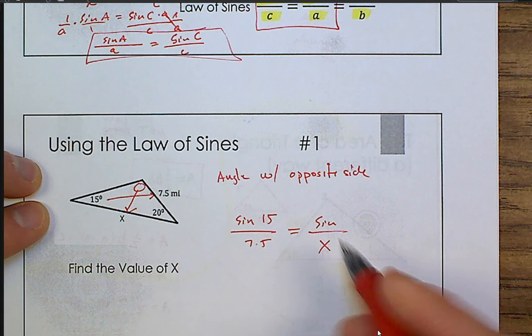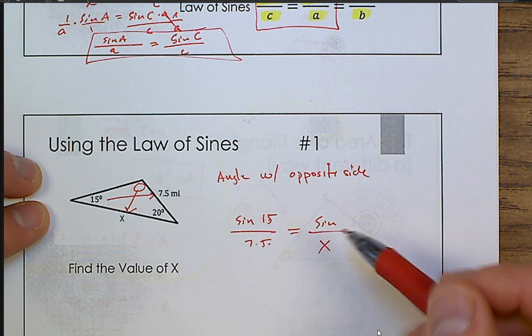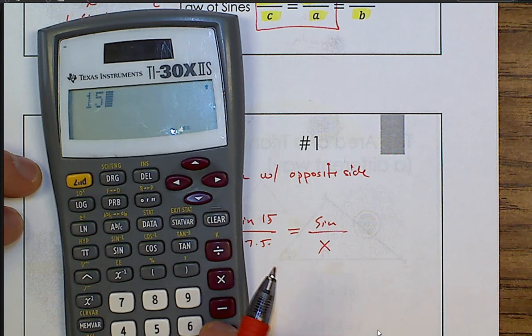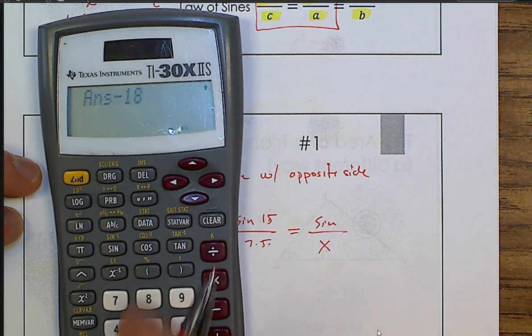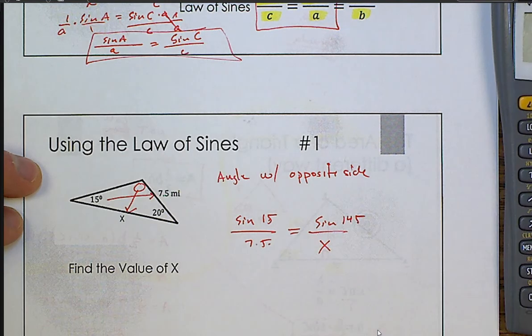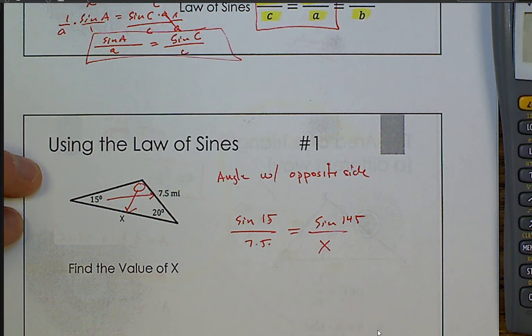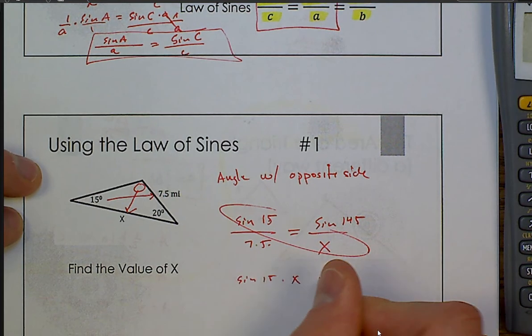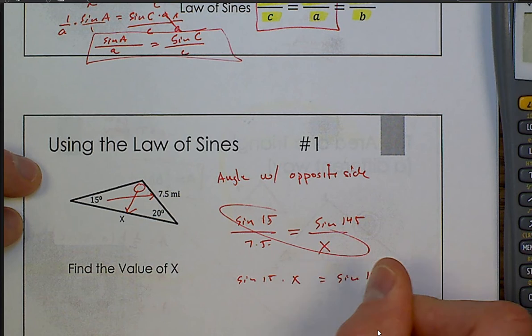So it's the angle over side, it's the angle over side. Now what is that angle? Well, we can find it, right? We can go 15 plus 20 equals, and subtract that from 180, and I'm going to get 145. So that's 145. And then it just turns into cross multiplication. So you're going to have the sine of 15 times x equals the sine of 145 times 7.5.